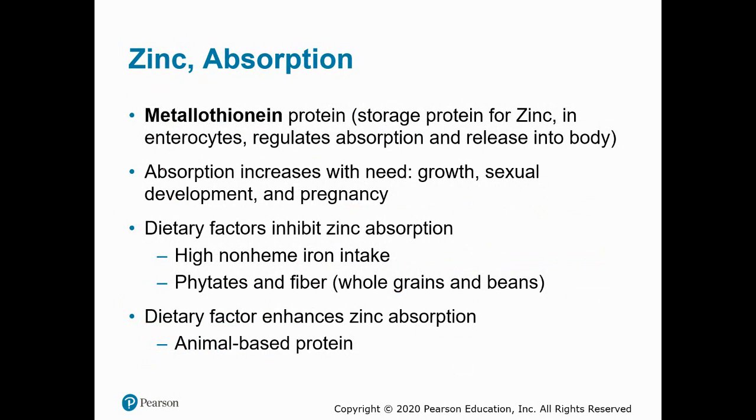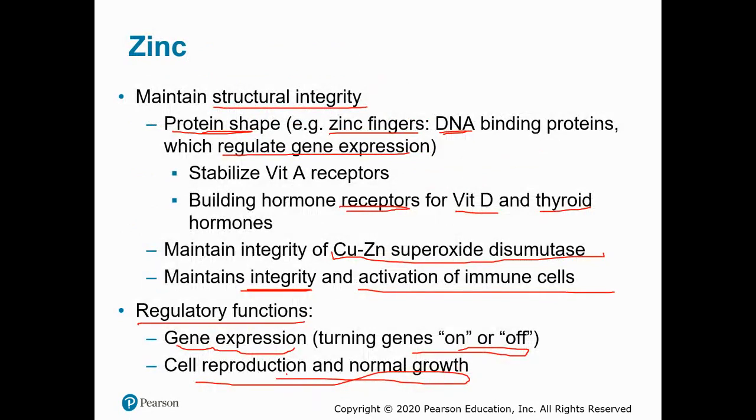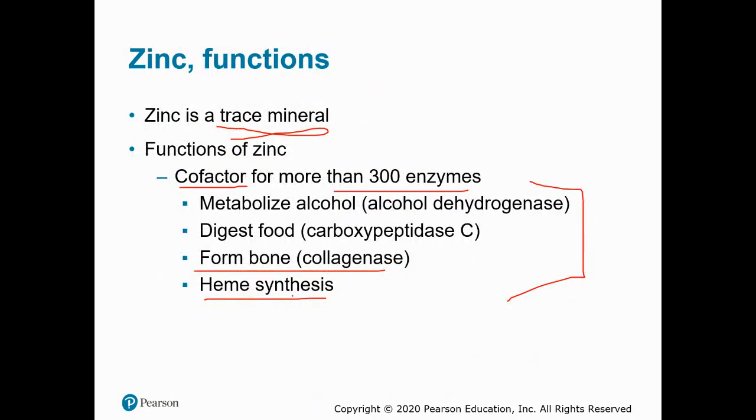Now we'll talk a little bit about zinc absorption, and I do have another diagram to share with you. So in the enterocyte of the small intestine, we have metallothionein, which is basically a storage protein for zinc. And just like we saw with iron, our body status of zinc at any given time is going to regulate how much we absorb into the enterocyte and ultimately into the body.